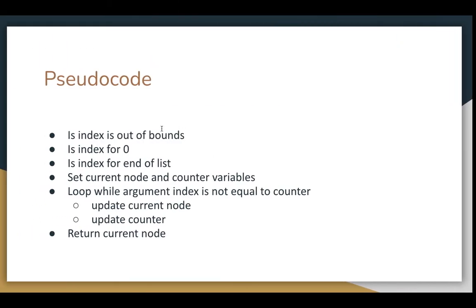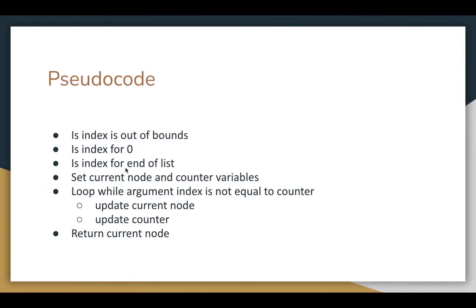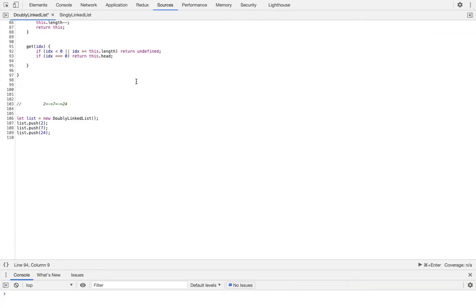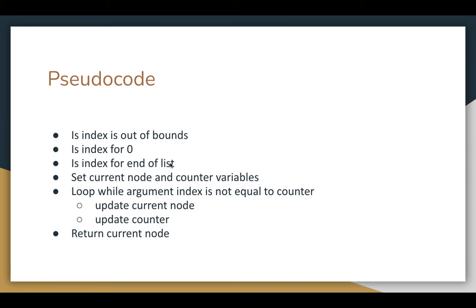The next one is to check: is the index for the end of the list? In other words, is the index the same as the length of the list minus 1, which would refer to the tail of the list. So if index is equal to this.length minus 1, because remember the index starts at 0, so for that reason we have to subtract 1. If that is the case, then we're just going to return the tail. And that is it for our edge cases.